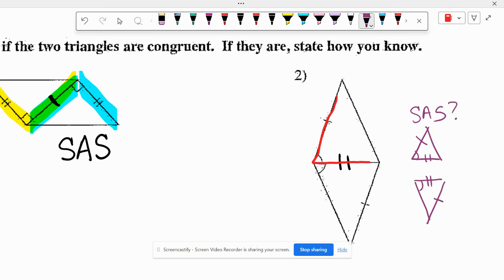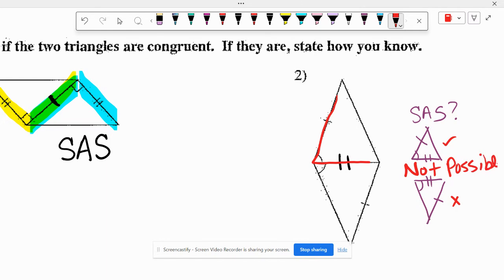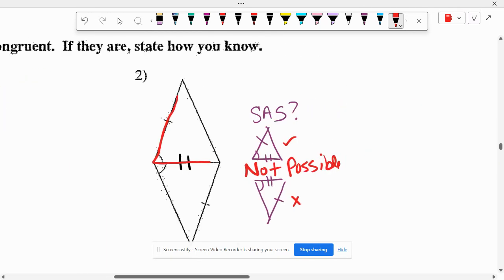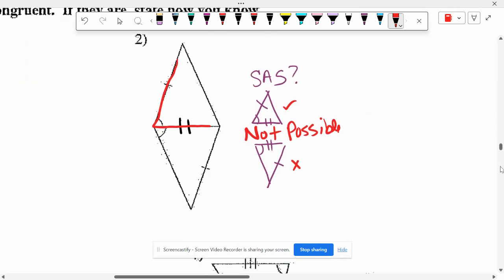Right? Do you guys see that? So this one is good, but this one does not. So this is a no, not possible. Do you see why? Because when I separated them, I tried to show you that the angle is not in between the 2 congruent sides. That's a tricky one.